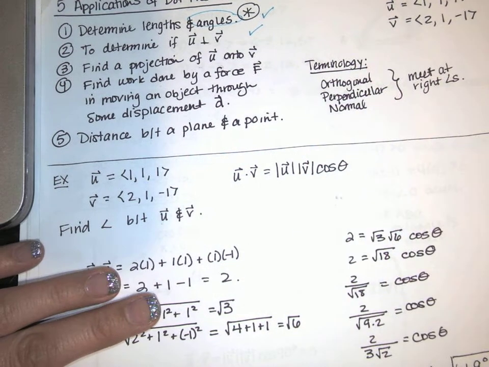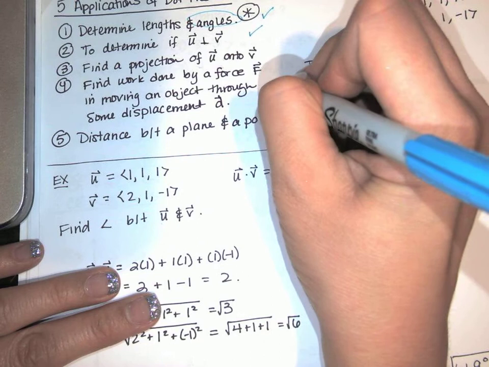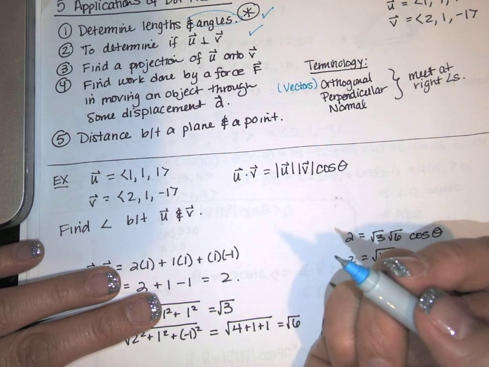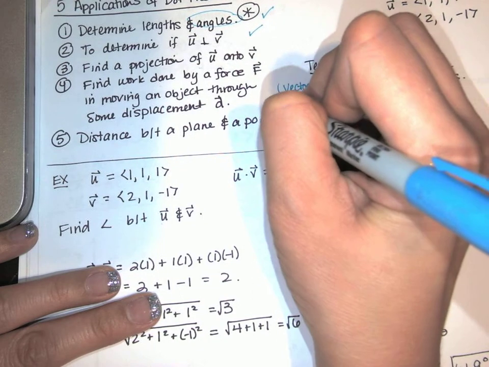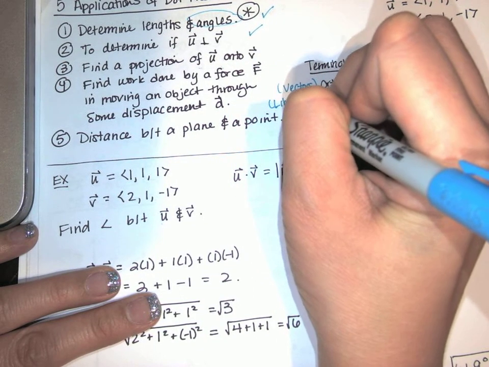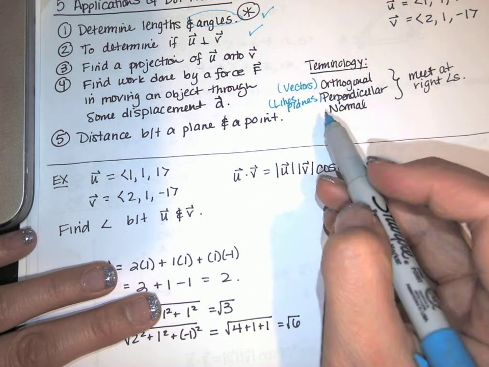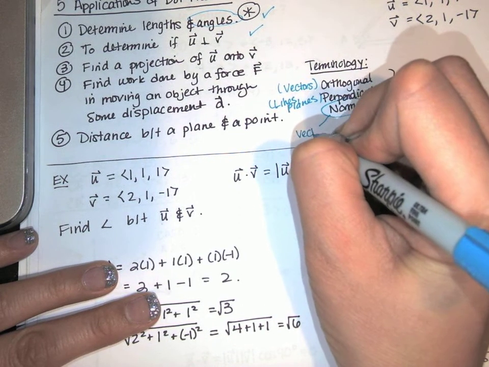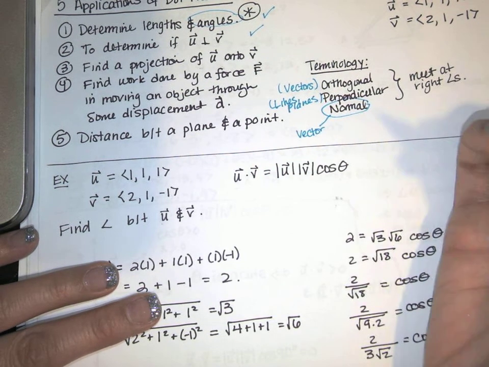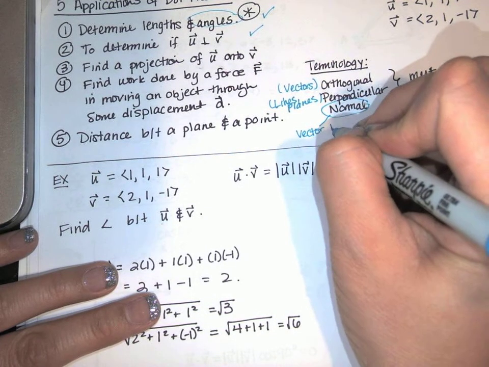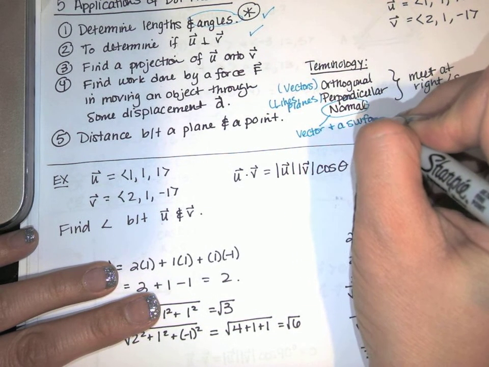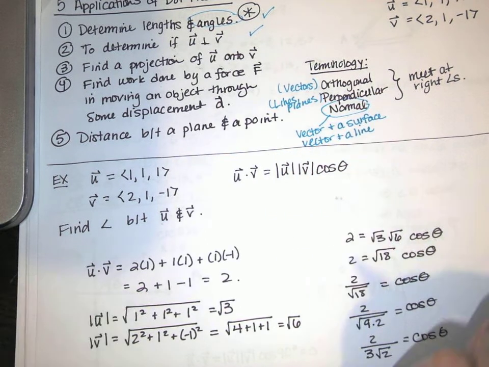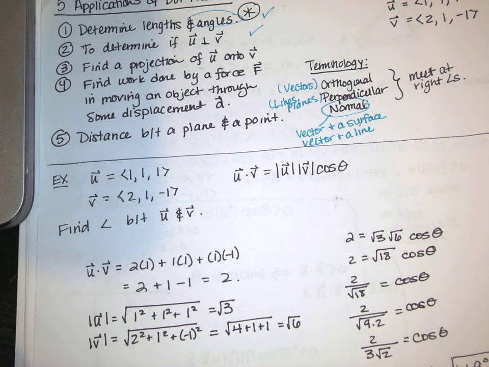Now, we tend to use orthogonal for vectors. We say that vectors are orthogonal to each other. We say that lines or planes, or surfaces even, are perpendicular to each other. And when we say two things are normal, usually we're talking about a vector and something else. So a vector is normal to a surface, or a vector is normal to a line, or a plane being a specific type of surface.